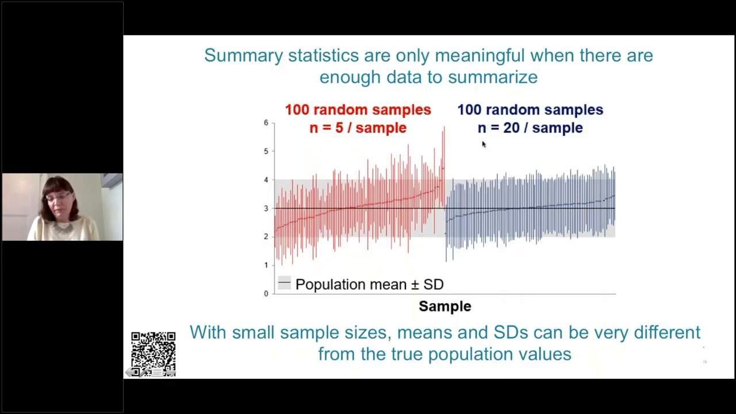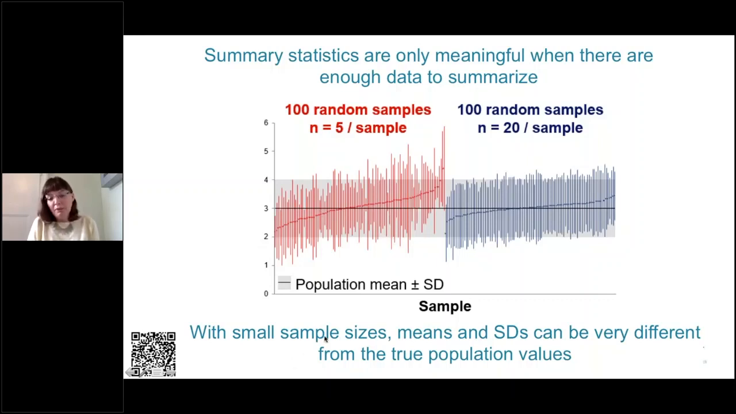And then the second group in blue, we've done the same thing, only with a larger sample size, 20 per sample. So the true value of the population mean and standard deviation is shown by this black line, which is the mean, and then this gray region is the standard deviation. So if our estimates for each of these individual samples were reflecting the true values for the population, then all of these red and blue values would essentially fill the gray space. They would align with this black line and this gray region.